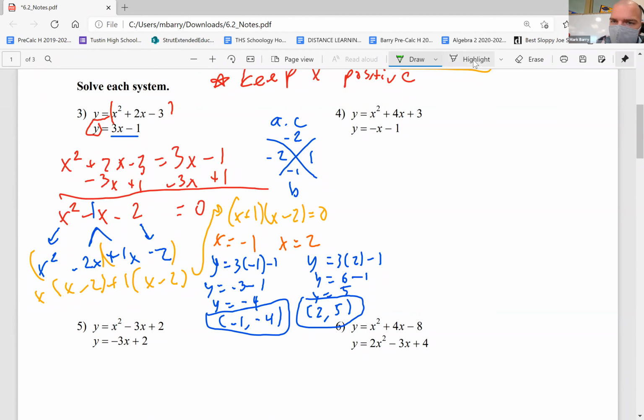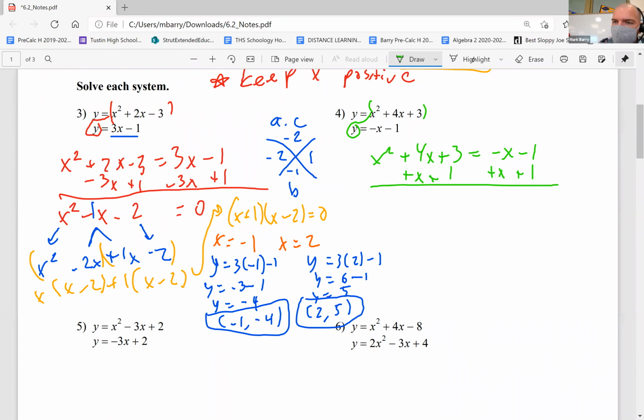All right, so we'll start off on number 4. We'll move this over here. So we get x squared plus 4x plus 3 equals -x minus 1. Now in this case, our x squared is already positive, so I want to add everything over to the x squared side. Get the right side to 0.